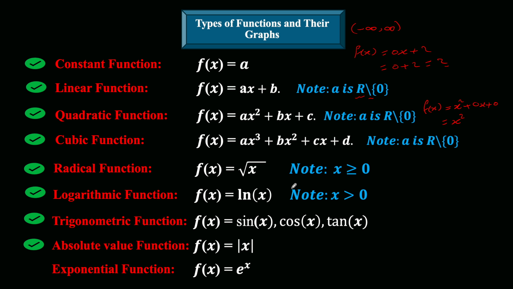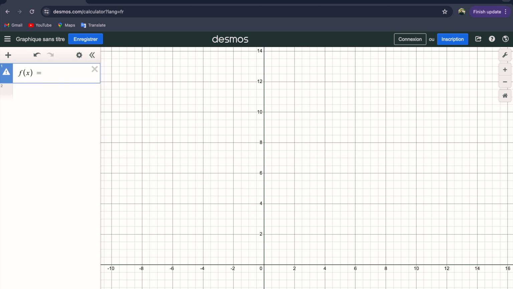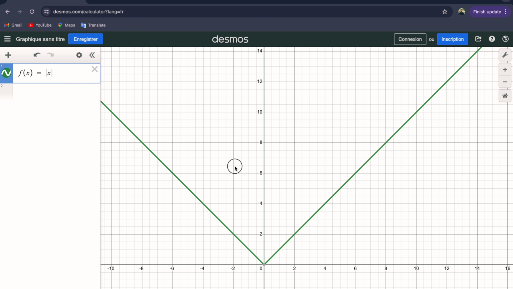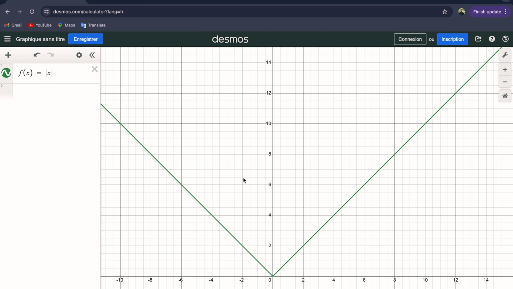Now function number 8 is the absolute value function. It is given by f of x is equal to the absolute value of x. You can use this keyboard to draw the absolute value of x. So, okay. You see, this is the shape of the absolute value of x.